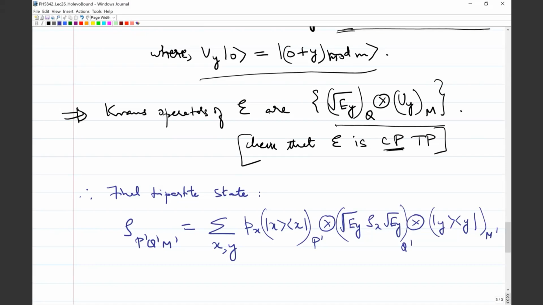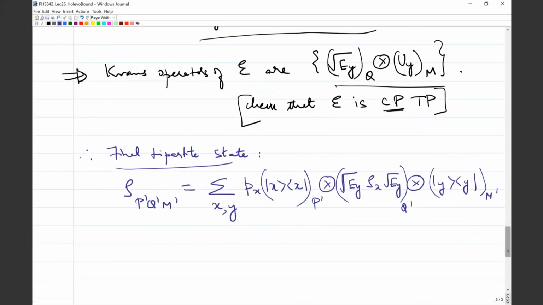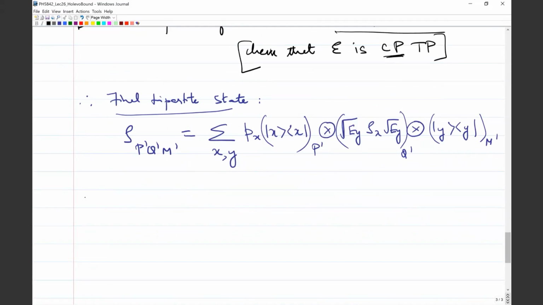Okay, so this is the final state. Now, what is the Holevo bound telling us? Having written down these states, how does one prove the Holevo result? So now the steps of the proof. Let us write down the quantities on the left-hand side and the right-hand side.